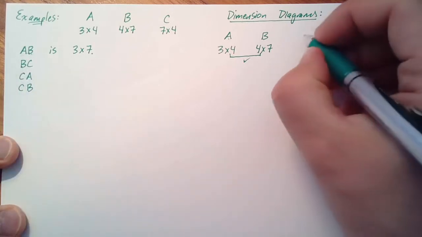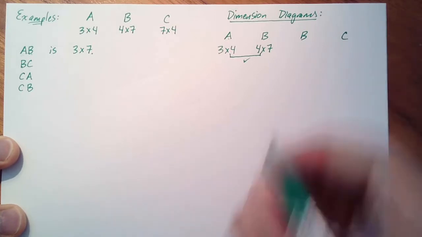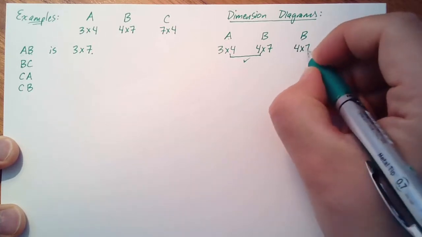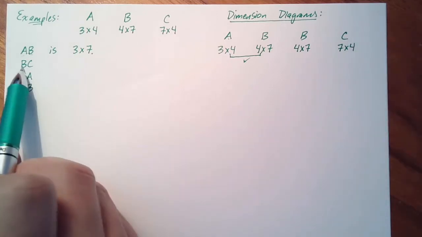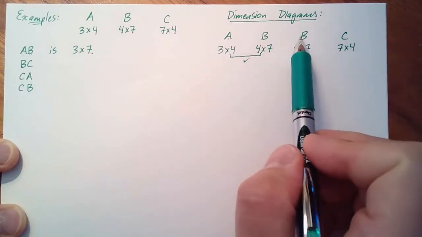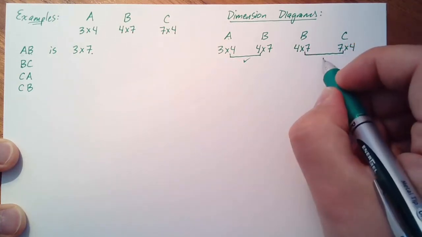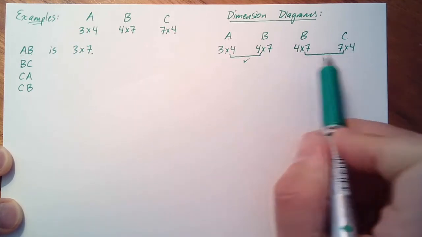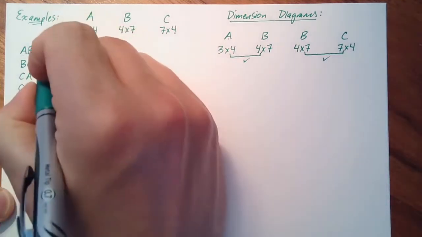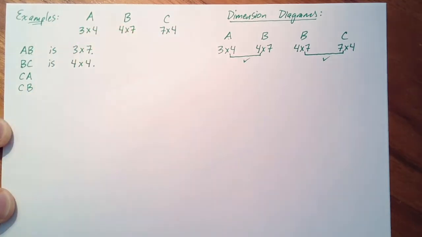So let's look at the product BC. So I'll put a B there and a C here. So B is 4 by 7. C is 7 by 4. Right? And the orientation BC, B is on the left. B is on the left up here as well. So this makes sense to do this diagram. We can check, are the inner dimensions the same? Yes, they are. So what are the two outer numbers? 4 and 4. That means the dimensions of BC are going to be 4 by 4. So that's how these diagrams will tell you the dimensions.